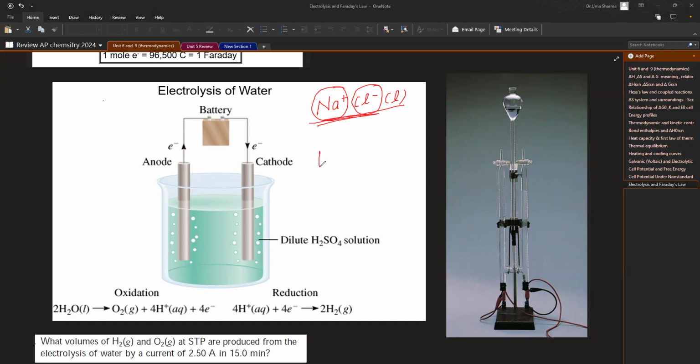But if I take water, you already know that water is not a strong electrolyte. Water is not 100% dissociated. It's not going to give you a very large concentration of H plus and OH minus. Pure water is not a good conductor of electricity. I have to make it a good conductor. So what I'm going to do, I'll add some sulfuric acid.